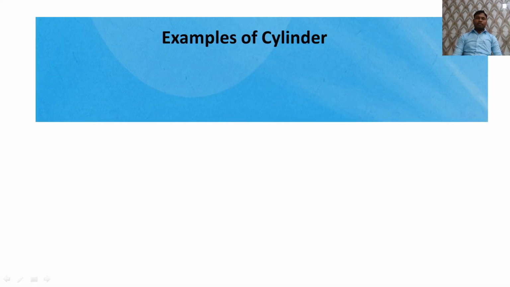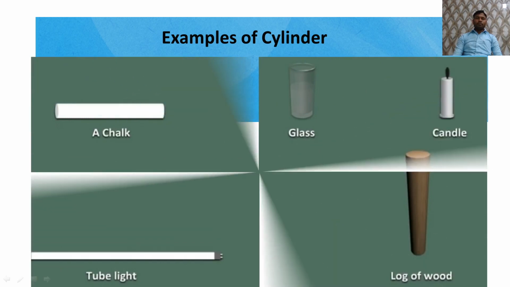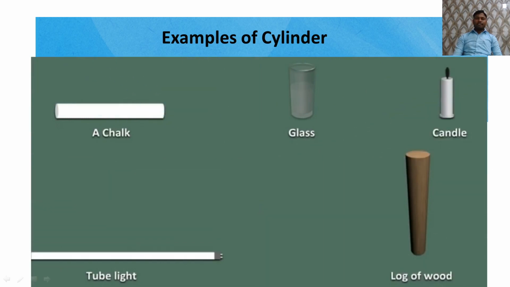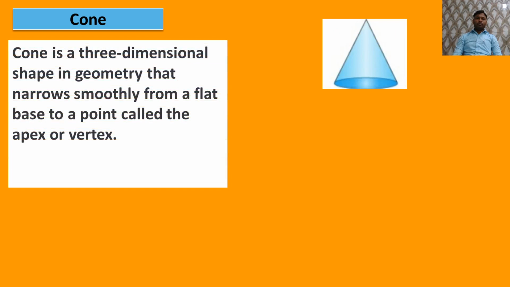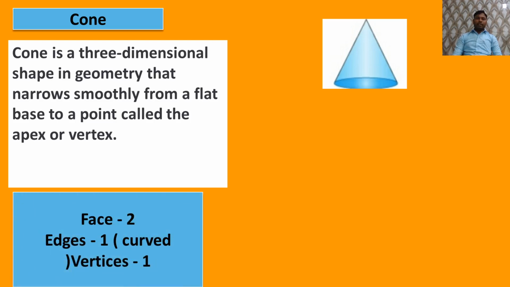Some examples of cylindrical shapes: a chalk, glass, candle, tube light and logo board. These all are the examples of cylindrical shapes. Now cone. What is a cone? Cone is a 3-dimensional shape in geometry that narrows smoothly from a flat base to a point called the apex or vertex. Now, a cone has two faces and one edge and one vertex.